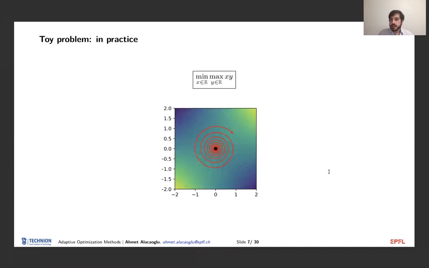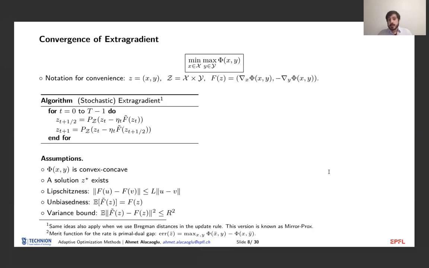When we implement this method on this simple problem, the iterate seems to be converging to the origin. So we have seen experimentally that this method should work in the bilinear case, but the question is, does it work in the convex-concave setting that we wanted? For this, I am going to provide a unifying algorithm that I call stochastic extra gradient, just to be able to write both the standard deterministic method and possibly the method with noisy gradients, the stochastic method.